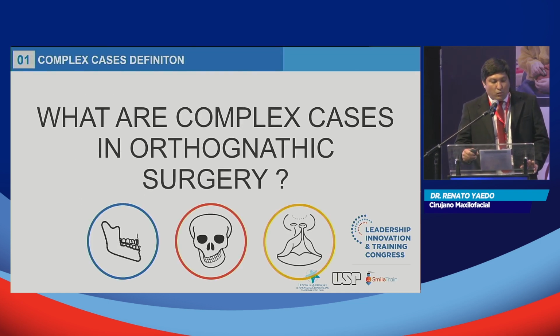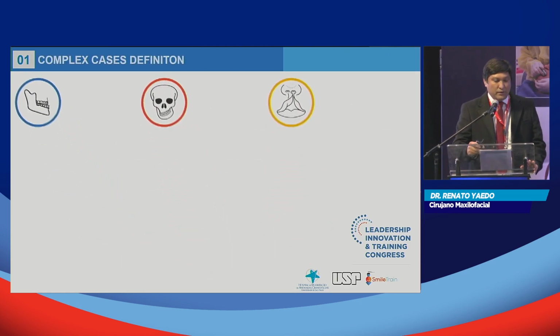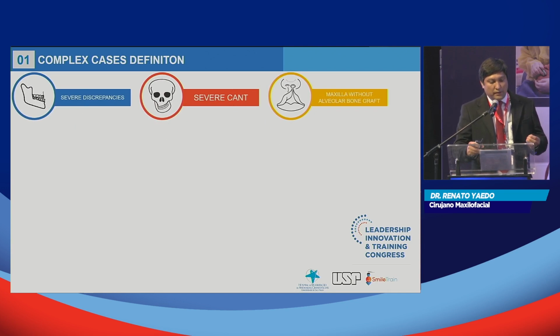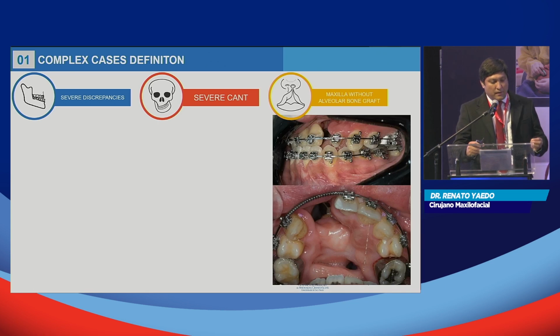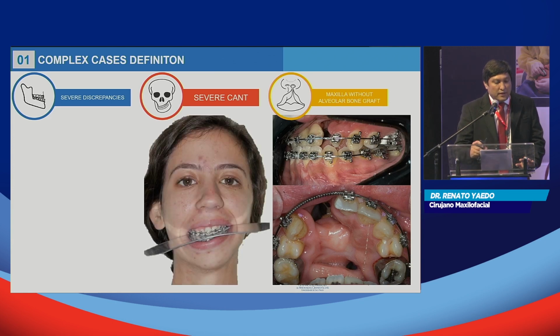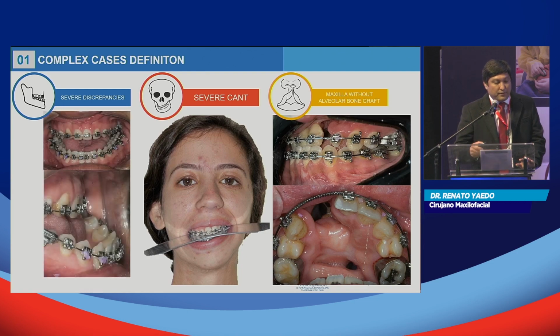What are the complex cases in orthognathic surgery? For us, there are three conditions that make difficult surgeries. First is alveolar cleft without bone graft and great oral nasal fistula, especially in bilateral cleft lip and palate. Second is a severe cant. It's so difficult to correct in orthognathic surgery and maintain stable. And today we talk about severe discrepancy.